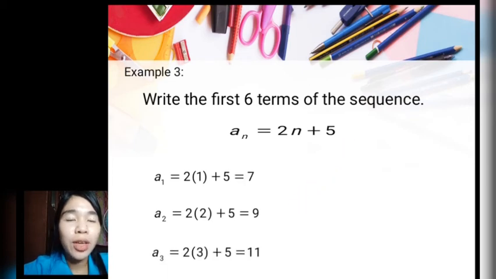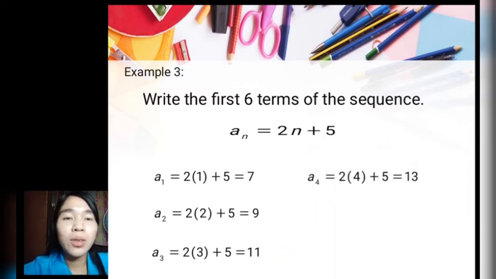Next, let's proceed to the third term. Okay, so we now use 3 as the number of the term. So the equation will become a sub 3 is equal to 2 times 3 plus 5. So 2 times 3 is equal to 6. Then add 5, it will become 11.